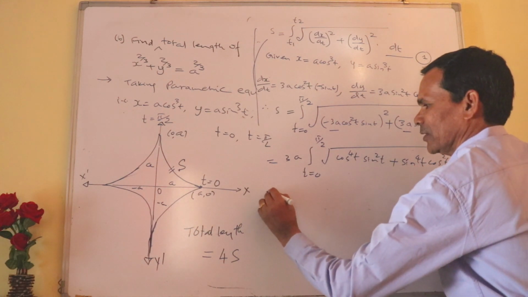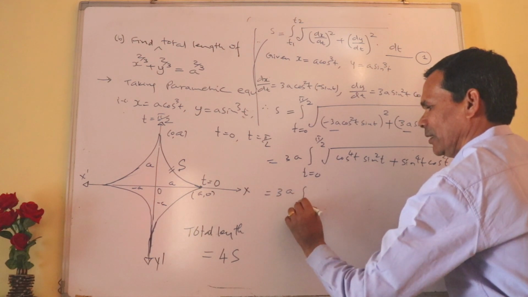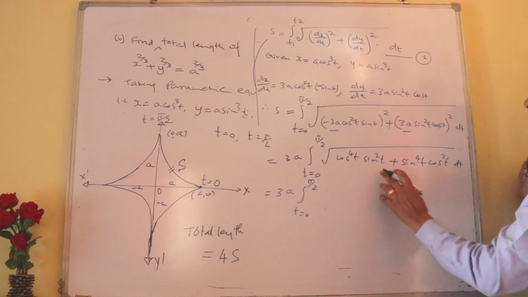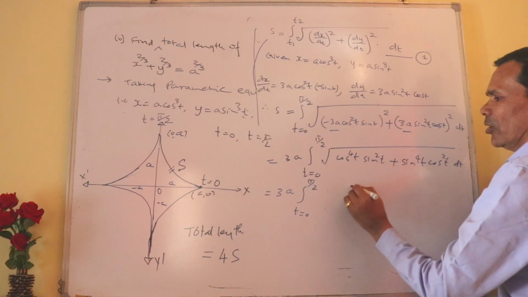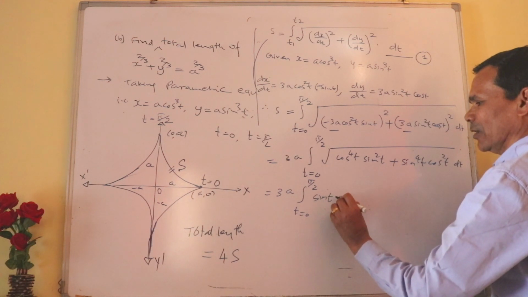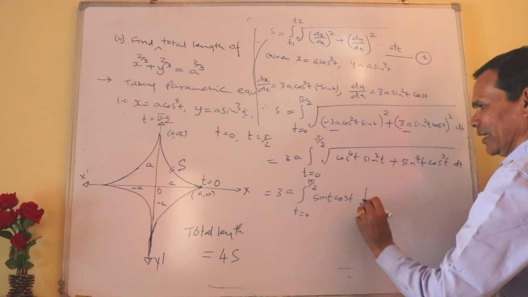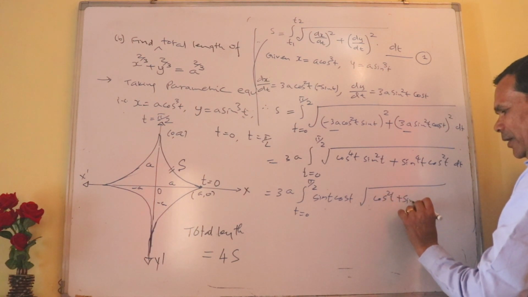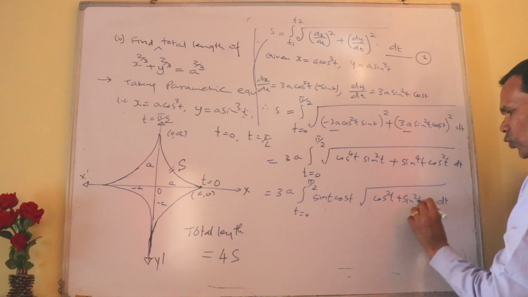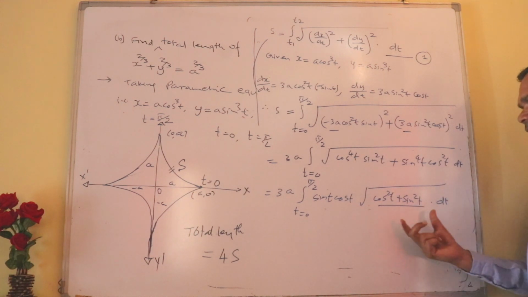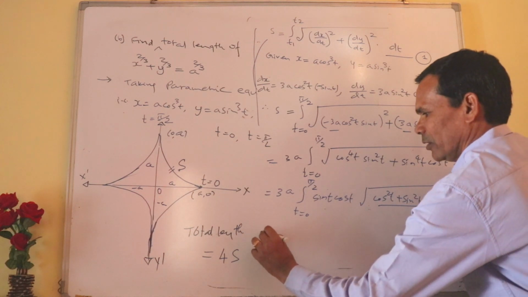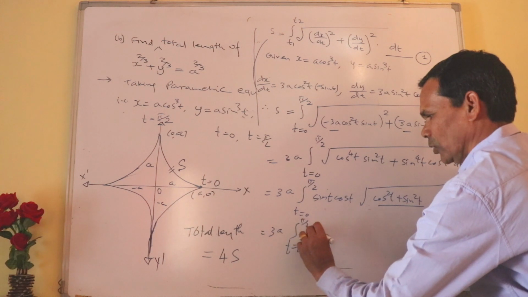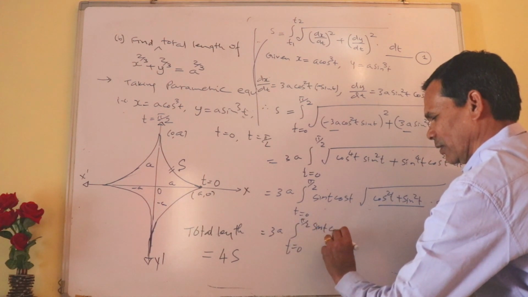So I'm getting this as 3 times a, t varies from 0 to pi by 2 limits, and I take out the root of sine square cos square, which means sine t cos t, outside, and inside the radical sign you are getting cos square t plus sine square t, into dt. So this is 1, root of 1 is 1, so we'll get 3 times a, t varies from 0 to pi by 2, sine t cos t dt.